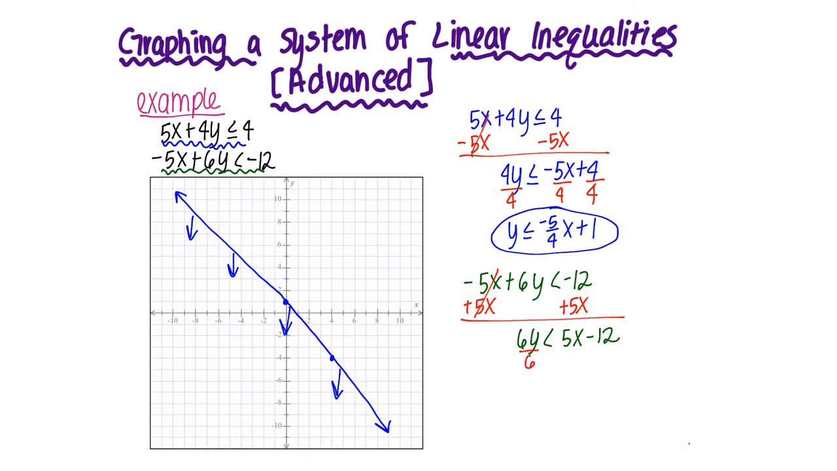Sorry about that. Every once in a while, this app gets a little finicky. So now I have y less than 5/6 x minus 2. So I'm going to plot this line. The y-intercept is negative 2, and then the slope is 5/6, so up 5, right 6. I think that puts me, yep, that should be good. No underline means this should be a dashed line. And it says less than, so I will be shading below.